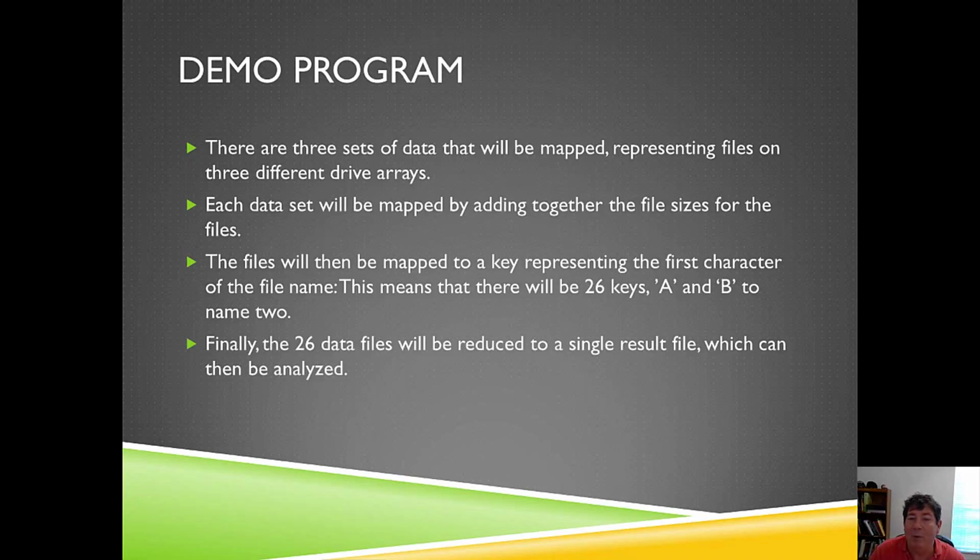So I have written a demo program to show you these steps. There are 3 sets of data that will be mapped. These each represent files on 3 different drive arrays. Each data set will be mapped by adding together the file sizes for the files. The files will then be mapped to a key representing the first character of the file name. This means that there will be 26 keys, A and B, to name 2. Finally, the 26 data files will be reduced to a single result file, which can then be analyzed.